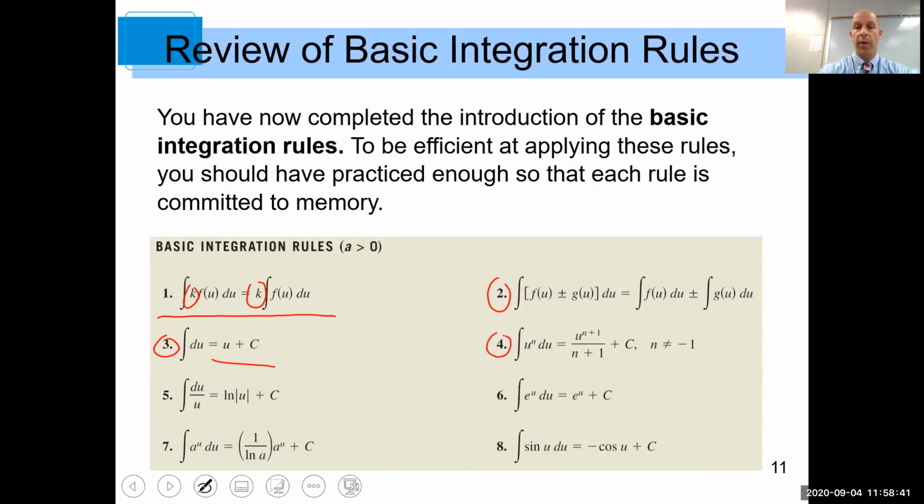4, this is probably the most important one. This is our power rule for integration. It's just the opposite of the derivative power rule. This one is also another important one. This is 1 over u, so that's our natural log absolute value of u plus c. E to the u. This one's a hard one to remember. I'm going to kind of skip over number 7. That's when you're doing an exponential with a base not of e.